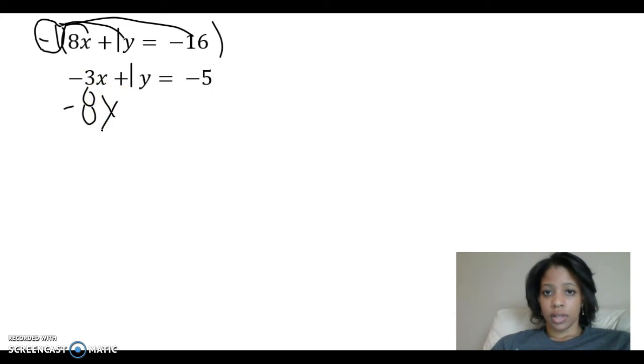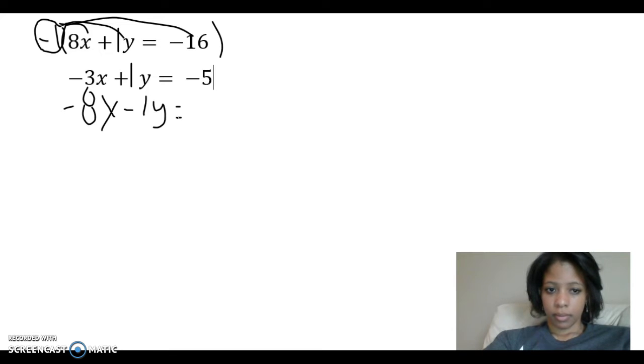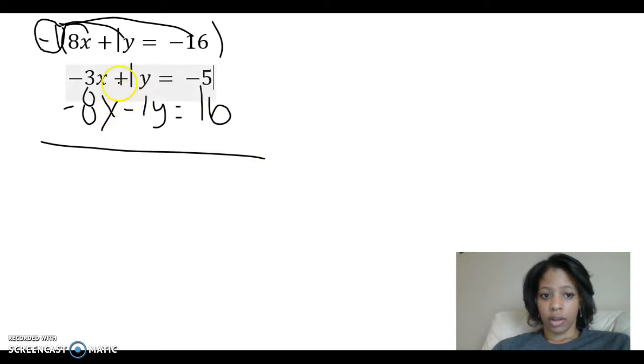Then negative 1 times positive 1. It's going to be negative 1. So negative 1y equals negative 1 times negative 16. It's going to be positive 16. And now I can add these two together. And when I do, now my y's have the same coefficient, different signs. So they're going to eliminate. Right? So they cancel out.